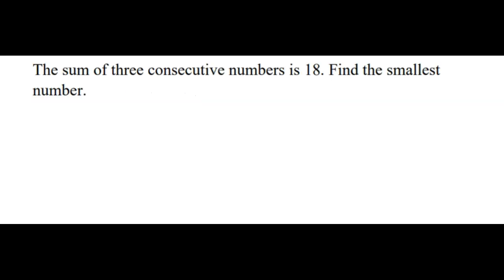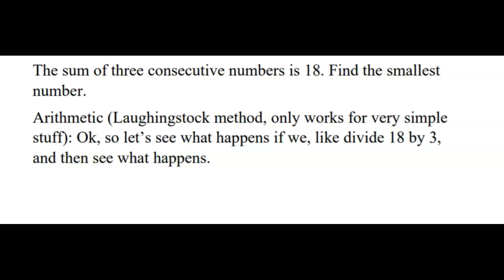The sum of 3 consecutive numbers is 18. Find the smallest number. All right, here's what most people do. Here's the arithmetic method. They just say, let's see what happens if we take 18 divided by 3 and then mess around with the numbers and see what happens.